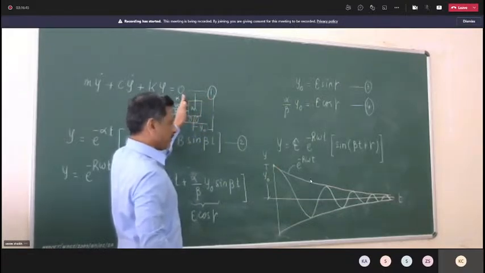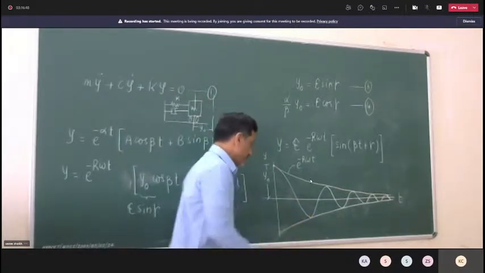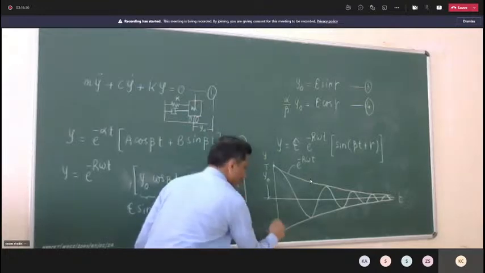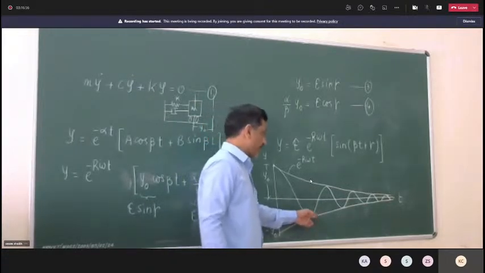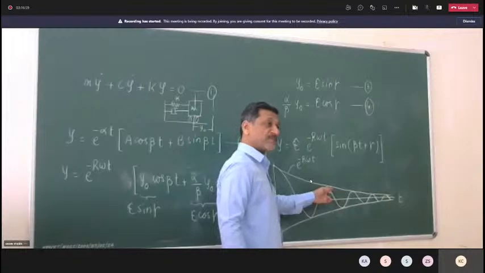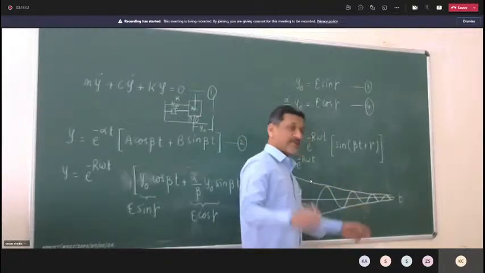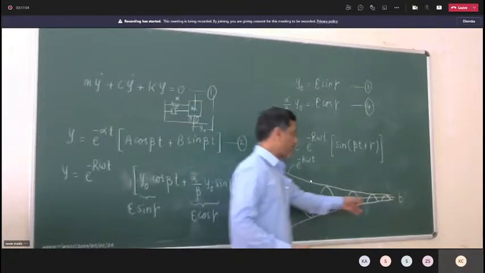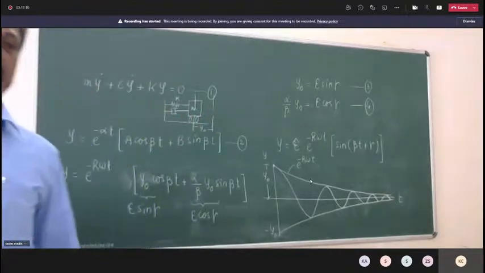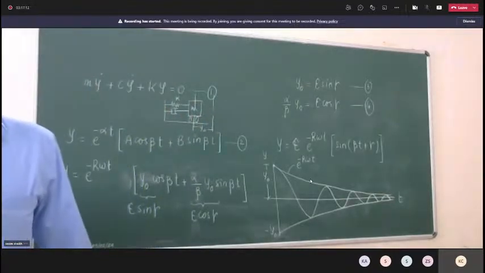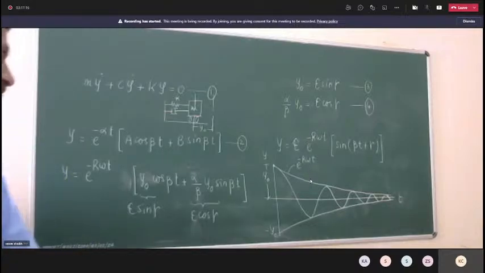When it goes to the negative extreme, it's not going to y0. Y0 is here. Negative y0 is here. But when it goes to the negative extreme, its displacement is reduced. When it comes to the positive extreme, its displacement is further reduced. And that's how amplitude is reducing and it will come to rest after some time. That's what the interpretation is. Agree? All right. You can plot this graph. We'll work out a little further.